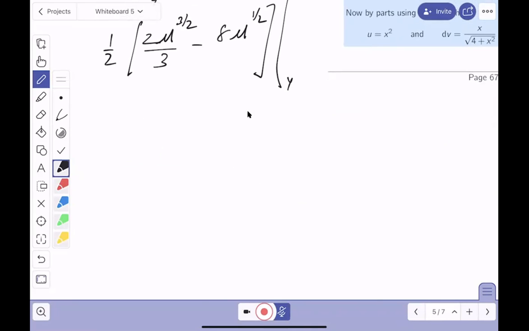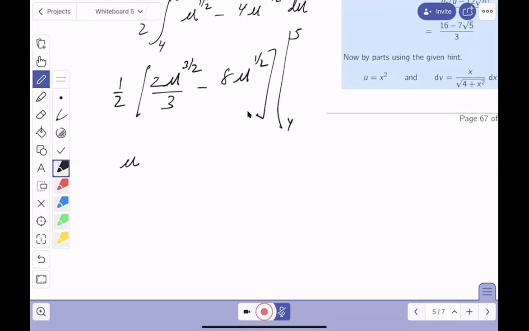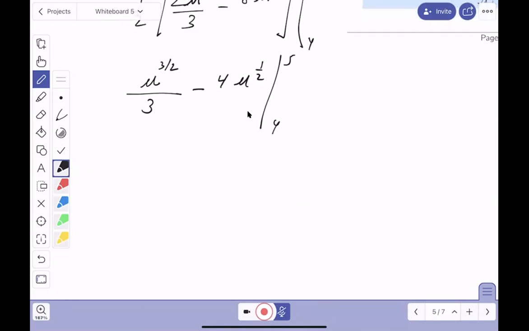So let's take a look at this. This would be u. I'm going to simplify the antiderivative over here. So let's see, it's going to be u to the 3/2 over 3 minus 4 u to the 1/2, limit of integration 4 to 5. I've got to put this down now, all right? So the upper limit's going to be 5 root 5 over 3 minus 4 root 5, minus the lower limit.